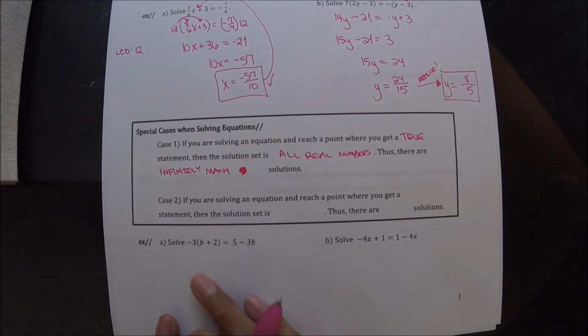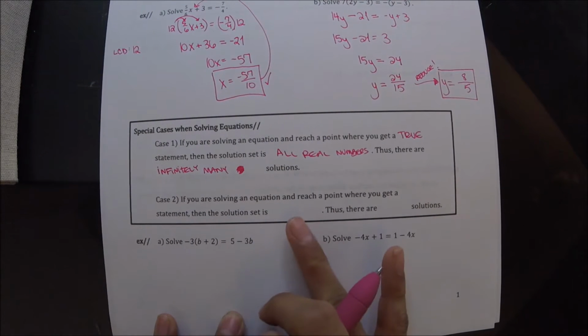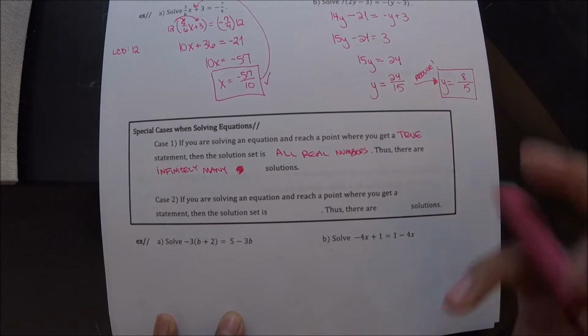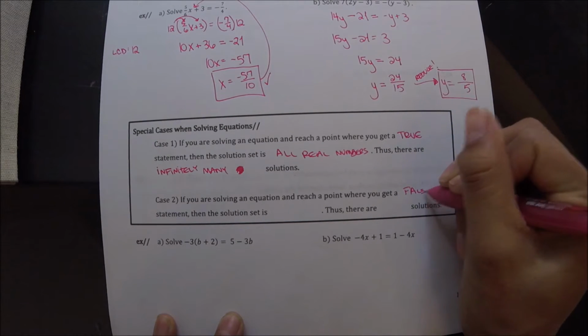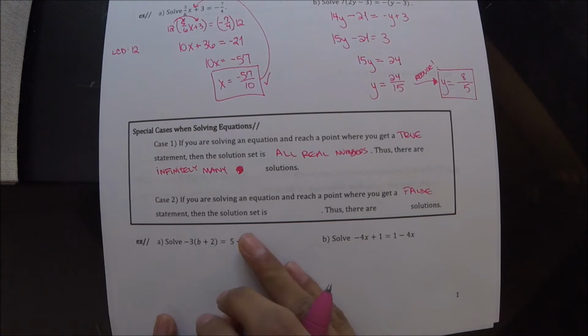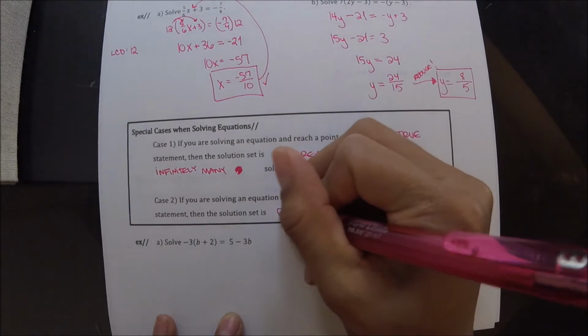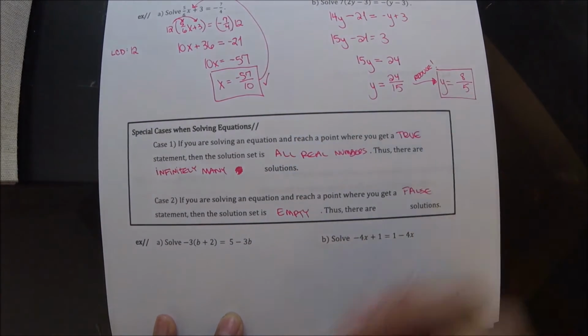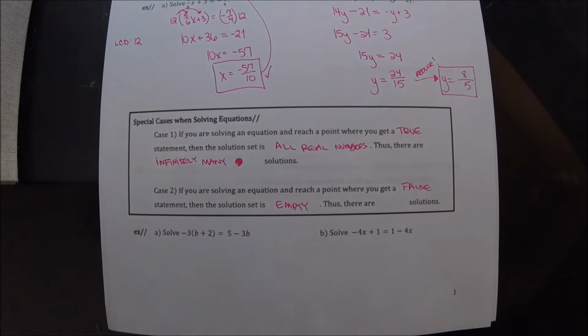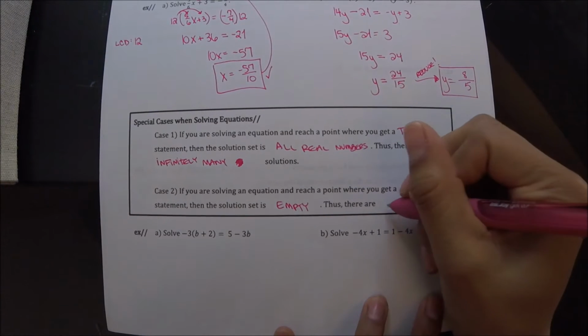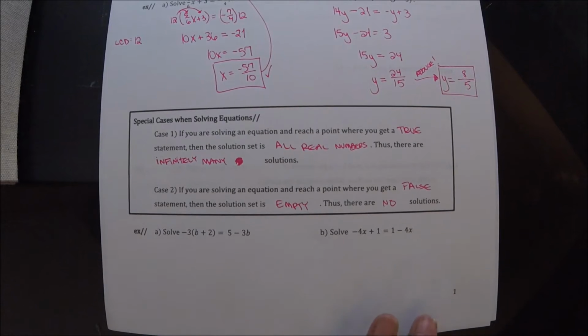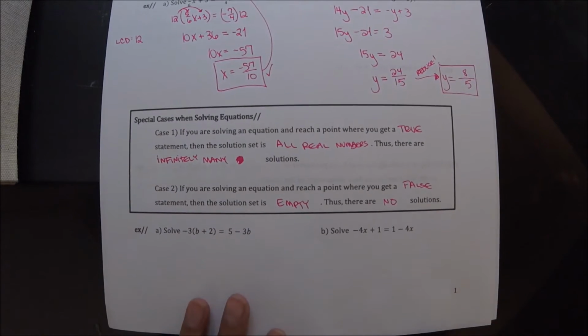And then second case is if you are solving an equation and you reach a point where you get a false statement. In that case, the solution set is empty. So that means that no matter what number you plug in to the original equation for the variables, you can never make that equation true. And thus there are no solutions. So let's see what that looks like down here.